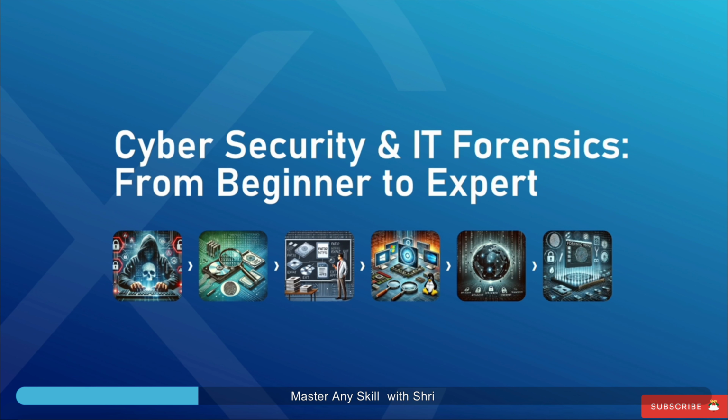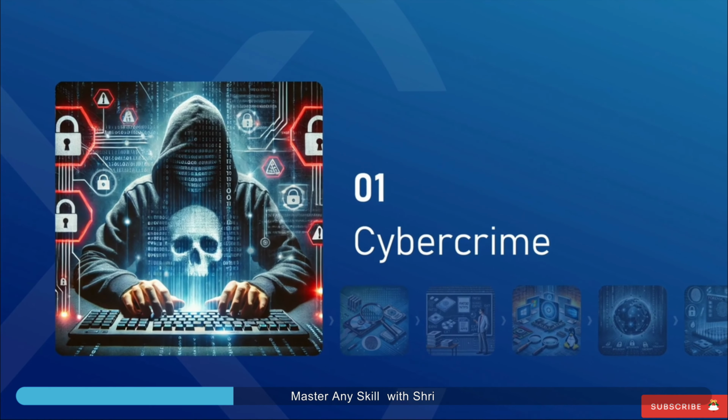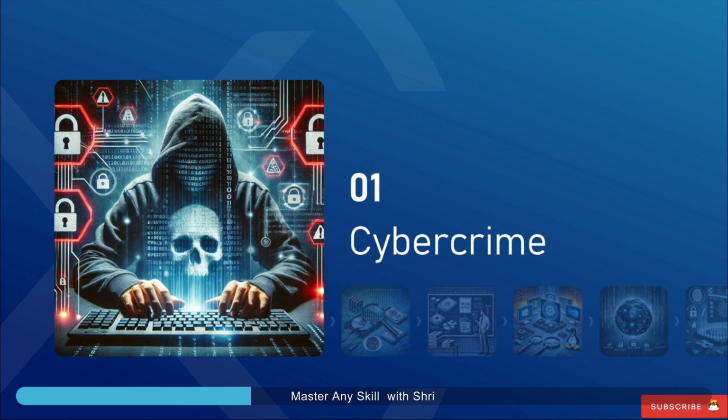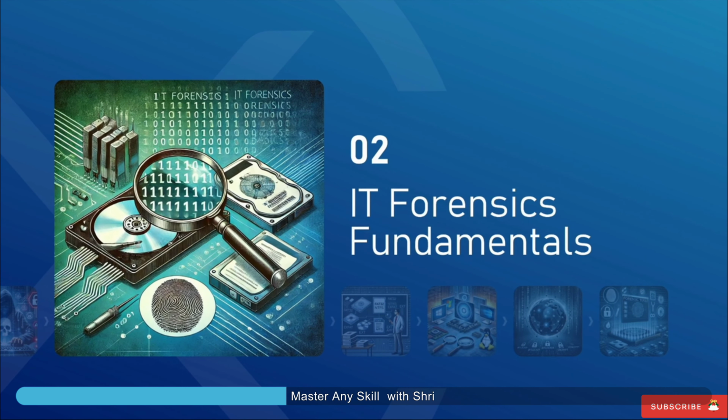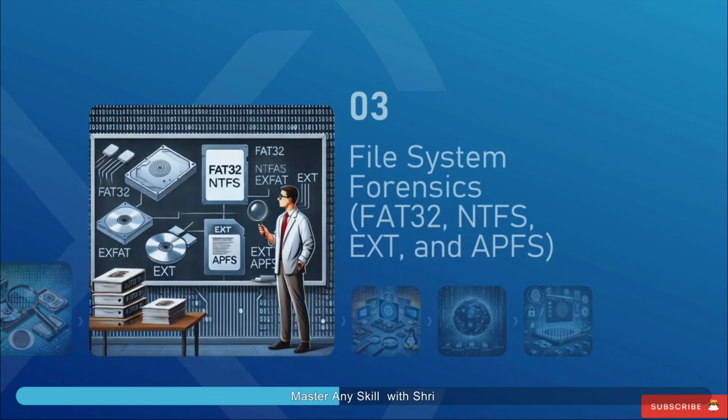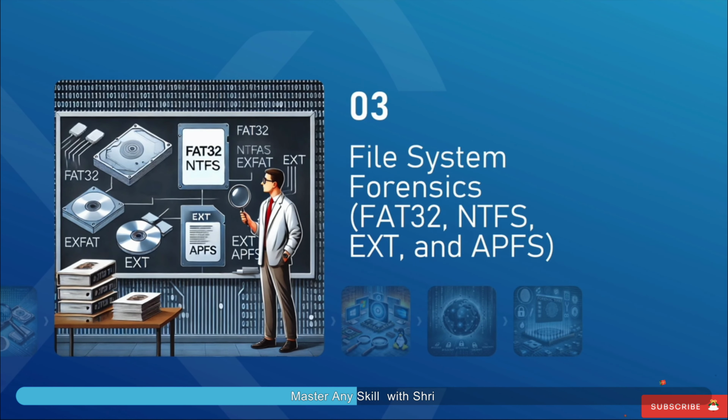We begin with cybercrime, where we explore digital offenses such as hacking, malware, and online fraud. Next, in IT Forensics Fundamentals, you'll learn how to properly secure and analyze digital evidence in a legally sound manner. The File System Forensics chapter covers structures like NTFS, FAT32, and APFS, including hex-level analysis to uncover hidden traces.